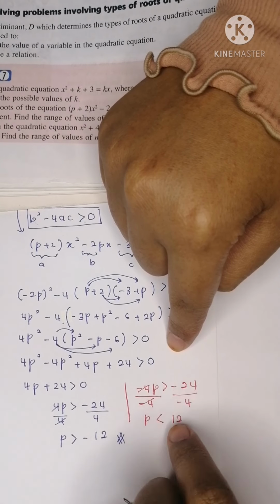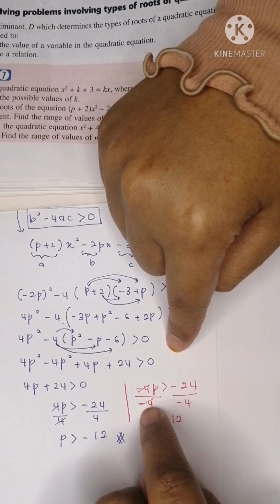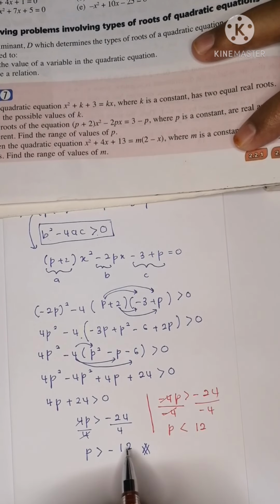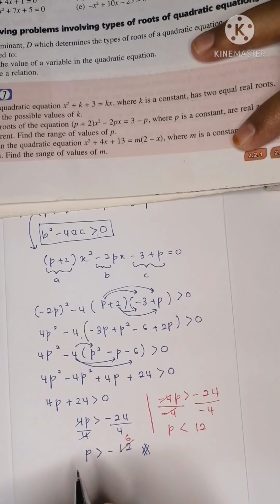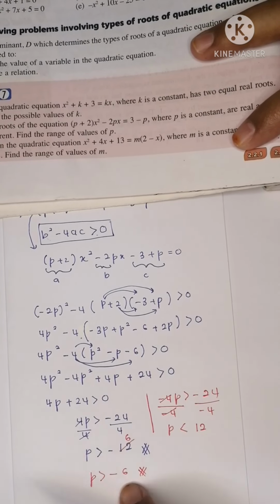So like this. In case the division is negative, you need to change the symbol, but if the division is positive, just stay with the symbol. Class, sorry, this one is not 12. Negative 24 divided by 4, the answer is negative 6 now. P greater than negative 6, sorry for the wrong one. This one is the right one, sorry for the typo.